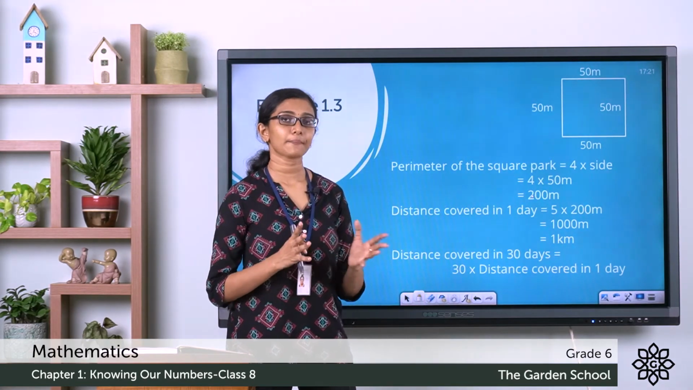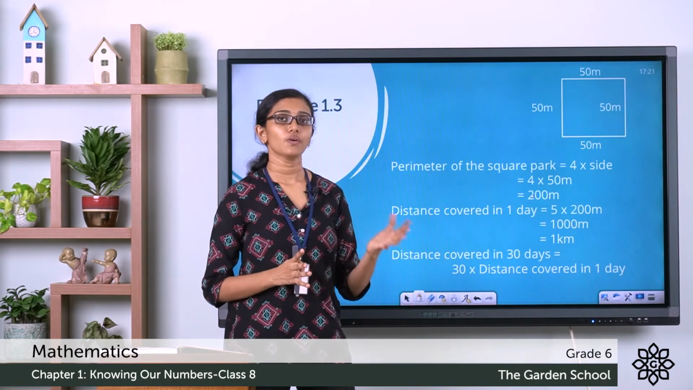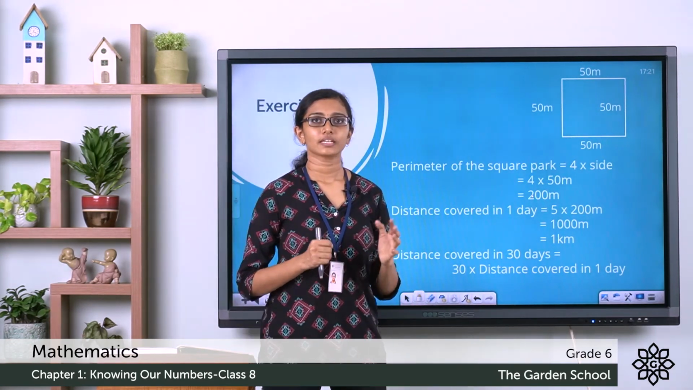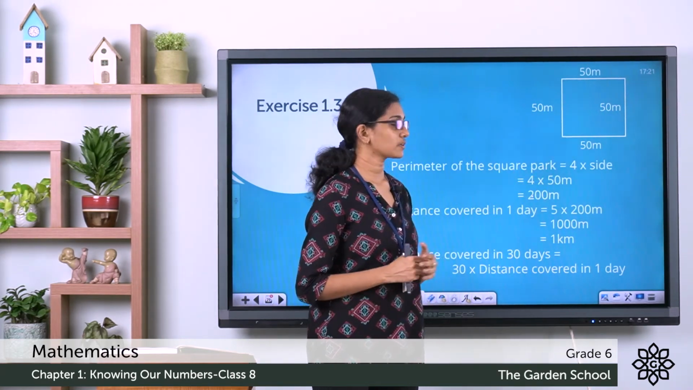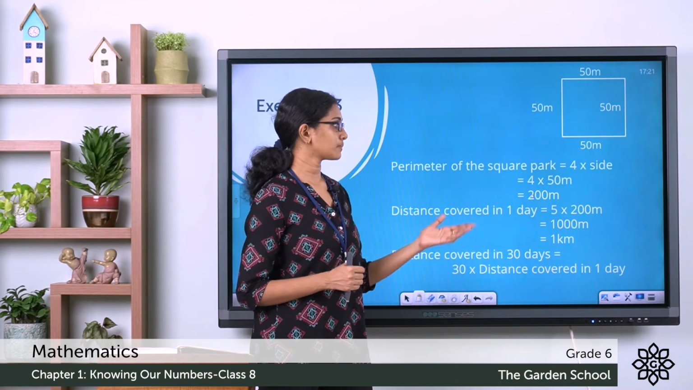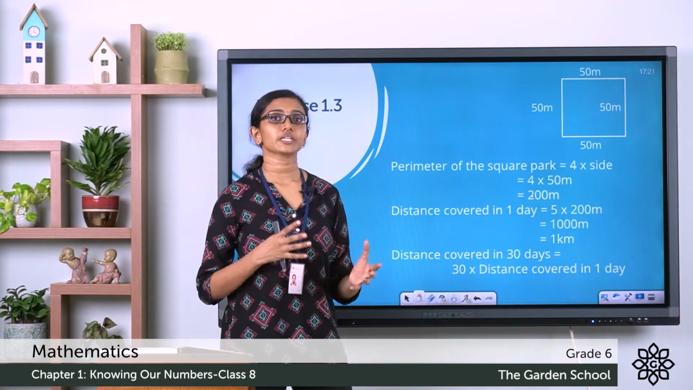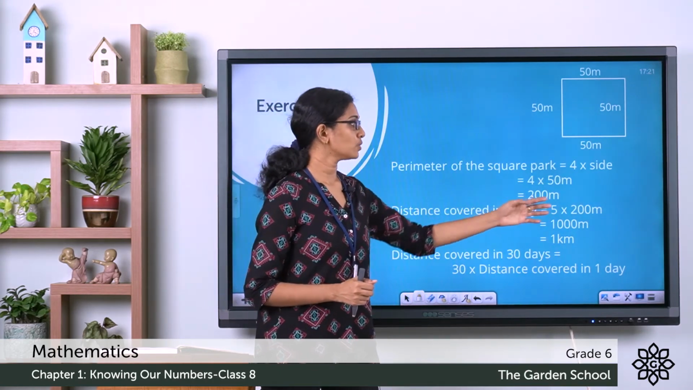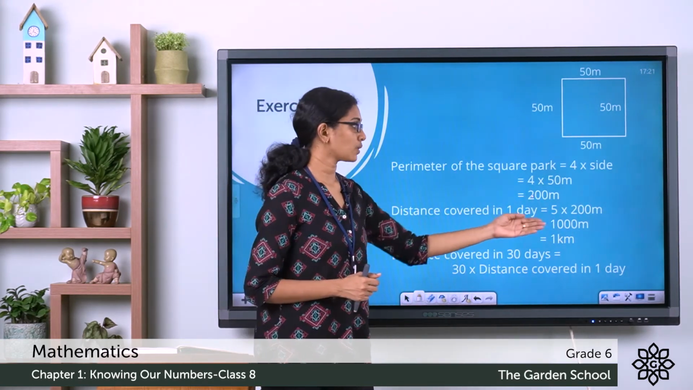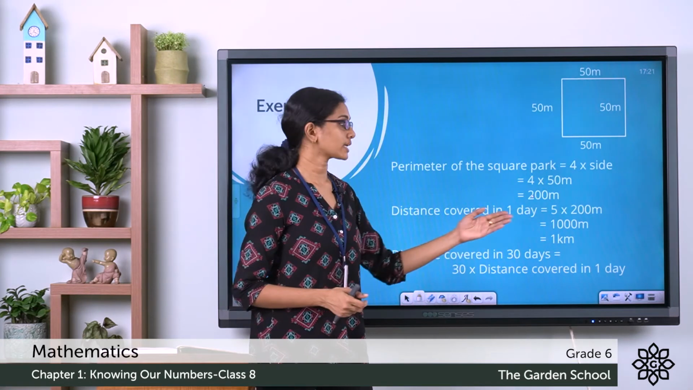You have learned the perimeter of a square is equal to 4 times its side. Here the side is 50 meters. So, the perimeter is equal to 4 times 50 meters, which is equal to 200 meters. So, the distance she covers in one day, that is 5 times every day, is 5 into 200 meters, equal to 1000 meters, which is equal to 1 kilometer.